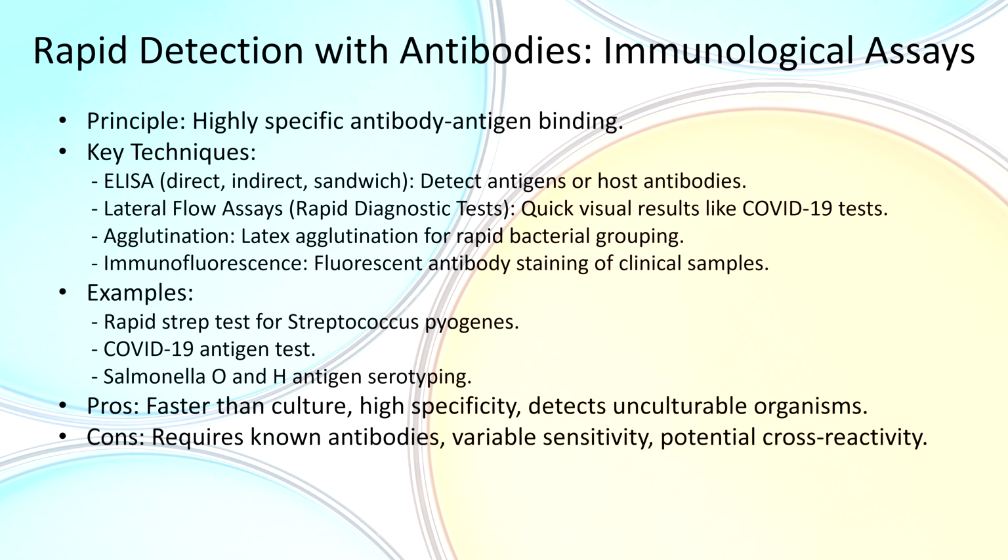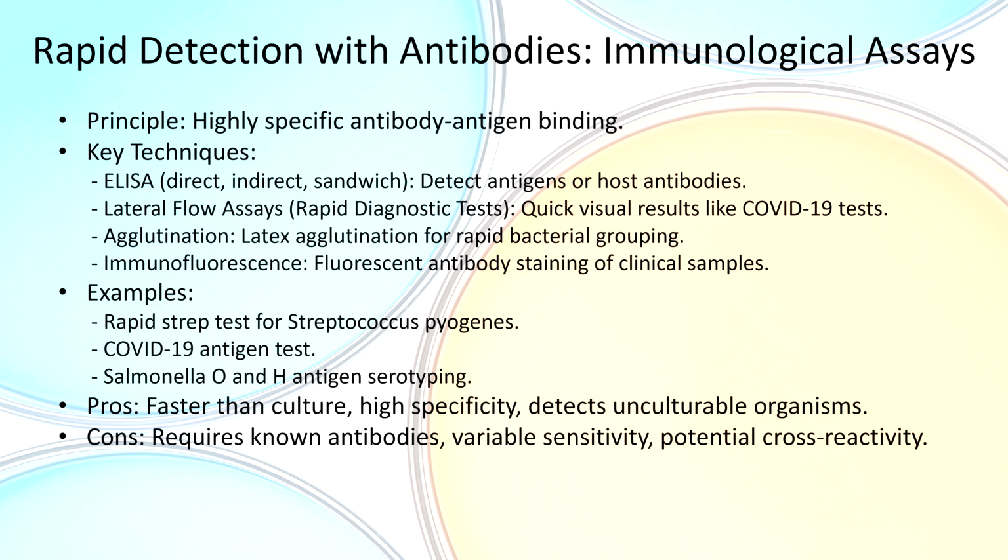Immunological assays use the highly specific binding between antibodies and microbial antigens. Techniques like ELISA, lateral flow assays, which many know from rapid COVID-19 tests, agglutination, and immunofluorescence allow us to detect microbes quickly. They're generally much faster than culture and can detect unculturable organisms. However, they depend on having specific antibodies, sensitivity can vary, and cross-reactivity can sometimes cause false positives.